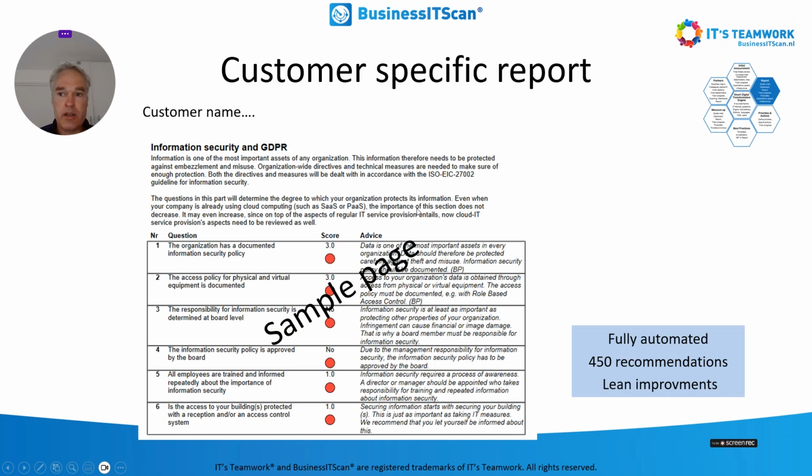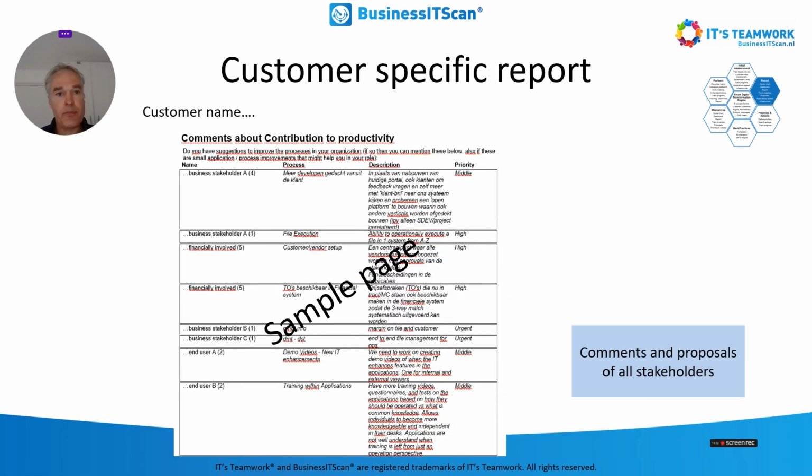Then, if we look at the next piece of the output that is generated real time, it's a customer-specific report containing all questions and all recommendations based on the answers of the stakeholders. In addition, stakeholders have the possibility to enter their proposals, and all those proposals from the various stakeholders will be directly placed into the report. And as you can imagine, those proposals, those comments, are read carefully, and people start interacting with each other. Hey, I didn't know that for your process you need XYZ.